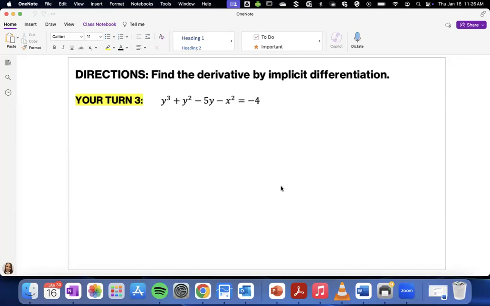All right, we're taking the derivative of this equation with respect to x. So we do 3y squared. Anytime I take the derivative of y, I need to write dy over dx. Derivative of y with respect to x.